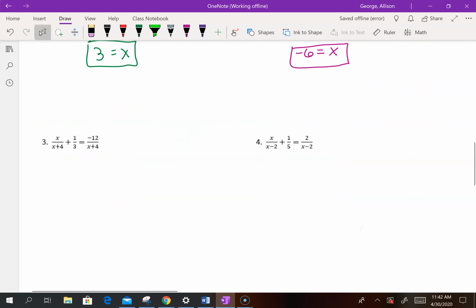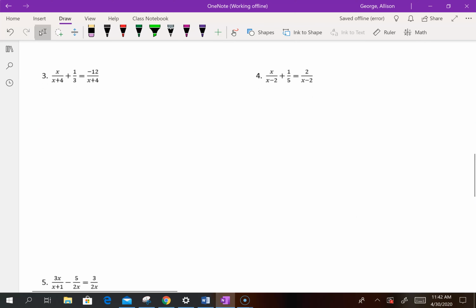Alright, so these next ones, if you look, they're going to level up in difficulty just a little bit. Instead of just being a single number or a single letter in the denominator, we've got some binomials. It's still going to be the exact same steps, just a little bigger. Alright, so for this one, our LCD is going to be x plus 4 and 3.